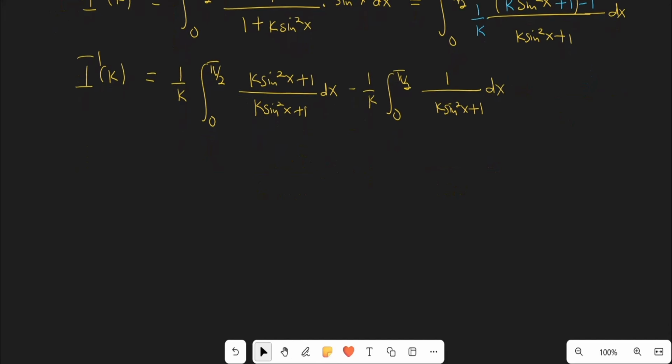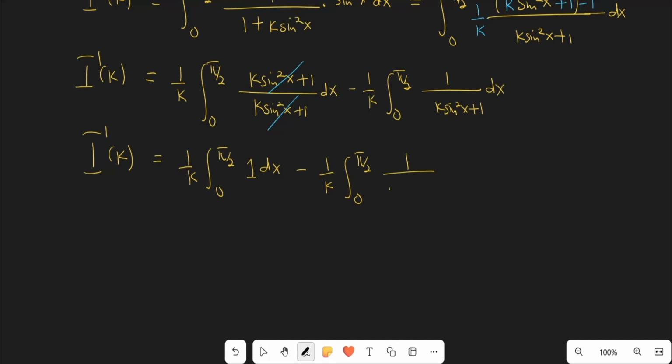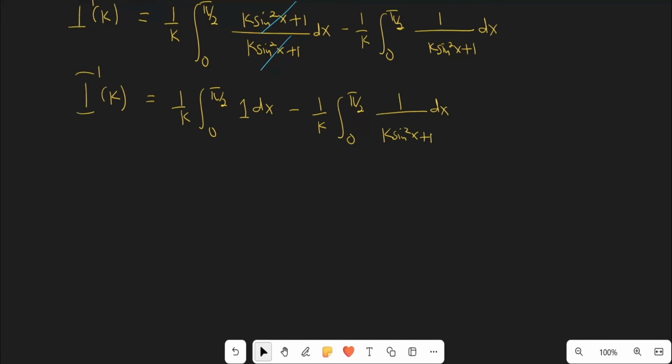Alright, cool. Now you see that in the first integral, these terms will cancel out. And then this is what you have. You have I prime of k equals 1 over k, and then you are integrating 1 in the x world, minus 1 over k, and the integral from 0 to pi over 2 of 1 all over k sine square of x plus 1 dx. Alright, so integrating 1 in the x world is x, and you put in the limit, that's going to be pi over 2. So this one will evaluate to pi over 2.